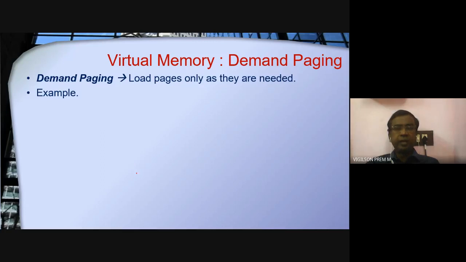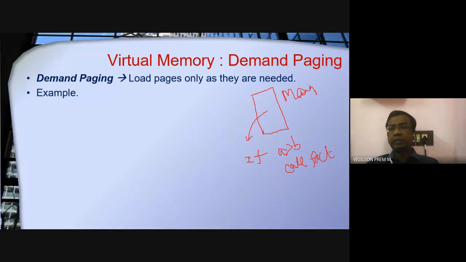Let me give one small example. Listen carefully. So I have one main program. In this main program, I have one line like this: if A greater than B, call fact of N. Like this, one program I am having. Call fact, so what does it mean? At any time, if the A value is greater than the B value, then I will call one subprogram called fact.